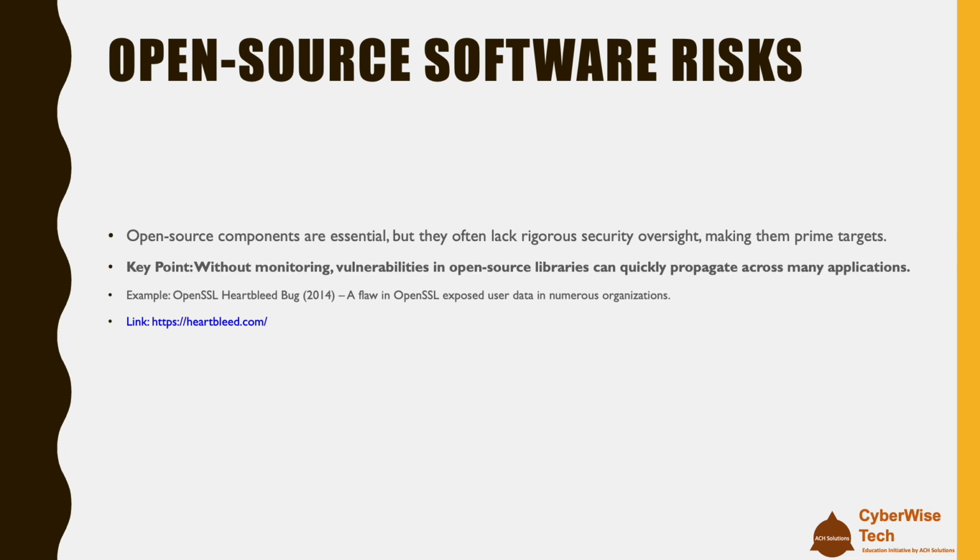The open source software is foundational in many technology stacks today due to its flexibility, cost saving, and collaborative nature. However, this accessibility also makes it a prime target for attackers. Unlike proprietary software, open source components may lack consistent security oversight, which allows vulnerabilities to go unnoticed and potentially affect hundreds of applications. Let's see a classic example, which is the Heartbleed bug in OpenSSL.